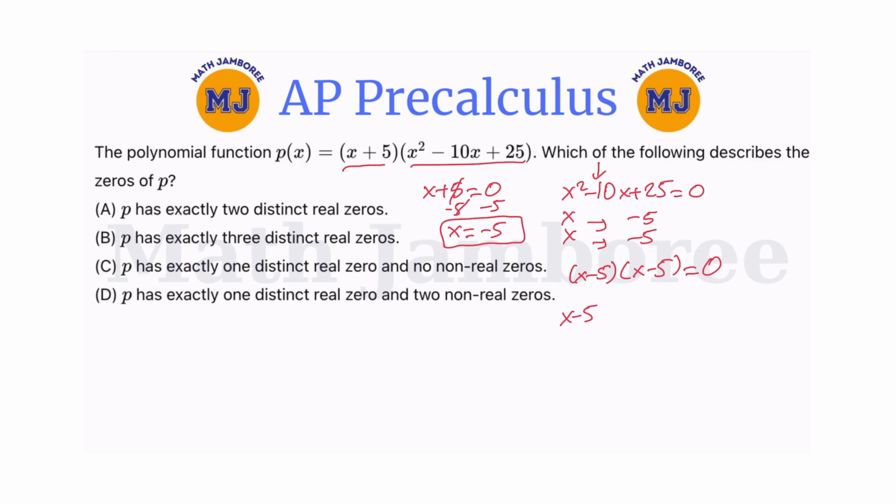If you solve it for 0, this is exactly the same thing, but I'm going to show it to you. x minus 5 equals 0, and when you add 5, x equals 5. So we found these roots. We have negative 5 and 5, but these 5s are common, so they are the same. In this case, we will say P has exactly 2 distinct real zeros.